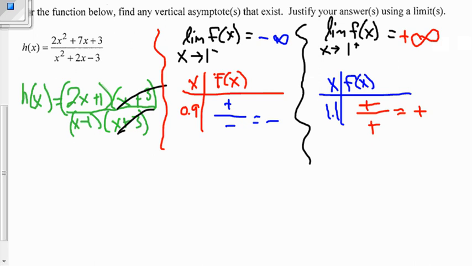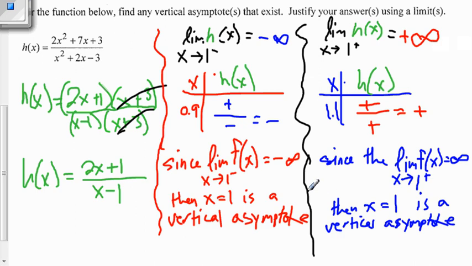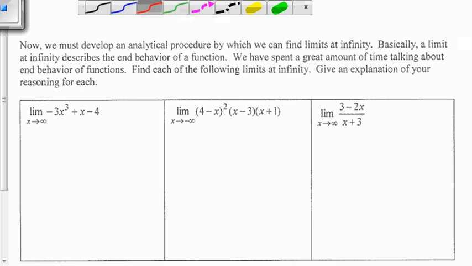Let me go make some changes here. So it's not about saying that we couldn't cancel out of the denominator. We're using limits to justify the existence of a vertical asymptote. Obviously, the x plus 3 over x plus 3 would go to a hole, but for right now, we're worried about the vertical asymptote. So you can pause that and write that down. Okay, so now we must develop an analytical procedure by which we can find limits at infinity.